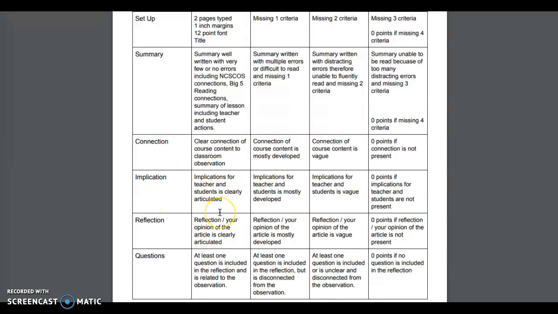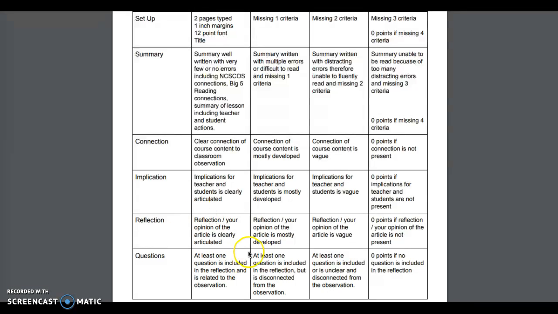Implications for teacher and students are clearly articulated. So what is the implication of this instruction, of this lesson, of the plan? If you're observing a lesson where we don't know what the standard is and we're not really sure if this aligns to any of the Big Five reading components, then what implication does that mean? What effect is that going to have on the students and on the teacher? And then the same for the opposite. If you're seeing a really strong lesson that is very clearly connected to the standard, very much so aligned with one of the Big Five reading areas, then what does that mean? How is that going to benefit the students and teachers?